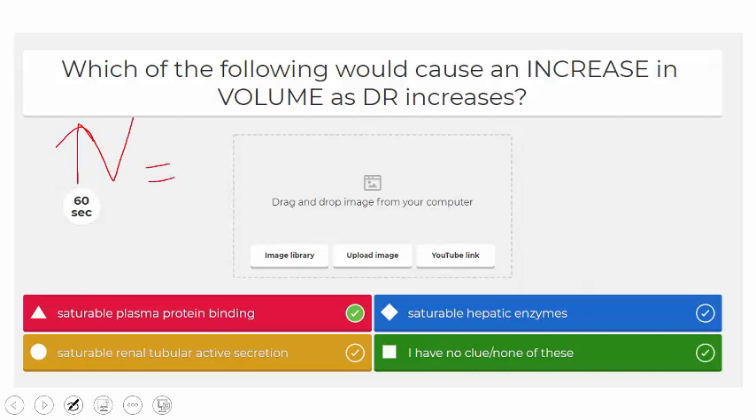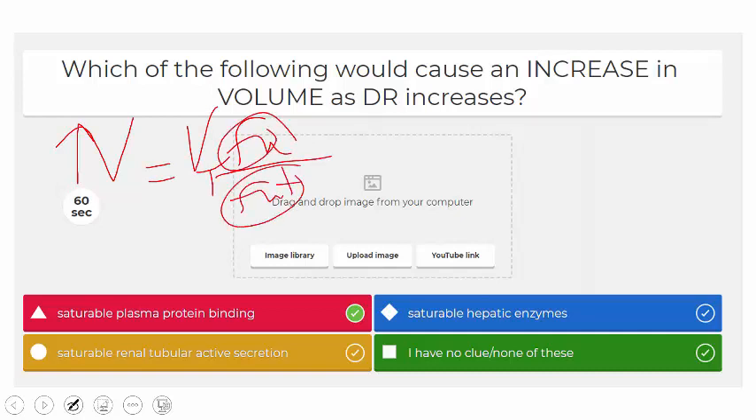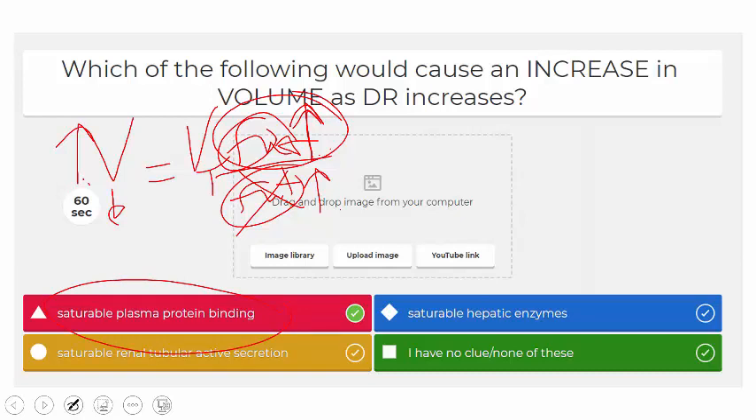Which of the following could cause an increase in volume as dose rate increases? So volume is dependent upon the fraction unbound in plasma over fraction unbound in tissue. Both of these are saturable because they both have fixed numbers of binding sites. What happens if you overwhelm the binding sites? The fraction unbound in plasma will start to increase with increasing dose, and that certainly could cause it, right? If you saturate the tissue binding sites, it's going to increase and you're going to see a decrease in volume, so that's not it. So it's saturable plasma protein binding, not hepatic enzymes.